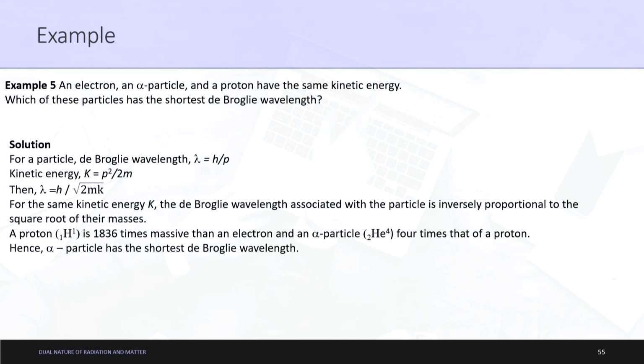The next example was based upon using the concept lambda is equal to h upon under root 2mk, to find out which of these, such as electron, alpha particle and proton, has the shortest de Broglie wavelength. On applying the concept that lambda is inversely proportional to the square root of mass, we got that the alpha particle has the shortest de Broglie wavelength.